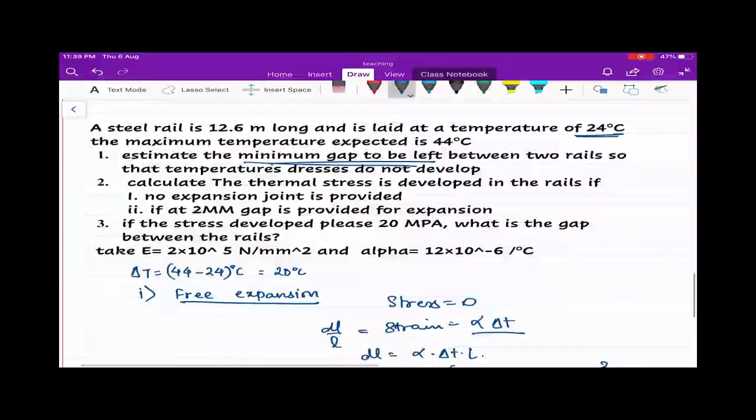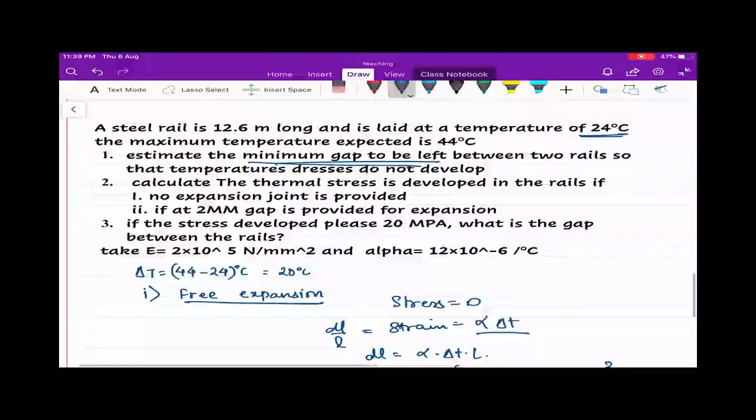Now let's go through the second part. Calculate the thermal stresses developed in the rails if, what is our first condition? No expansion joint is provided. Now if there is no expansion joint provided, it means there is direct contact between two rails, that is, no expansion gap is provided between them. That's why it will be the condition of full restriction, which is our second condition.